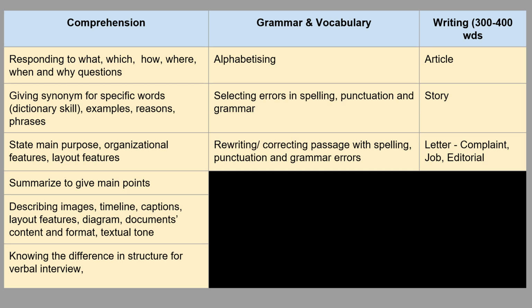Now, as you capitalize on the information here, try to know too the difference in structure when it comes to having a verbal interview, an article, a story, a letter of complaint, a job letter, or an editorial. Now, as you move into the grammar and vocabulary section, again, you might be asked to alphabetize, you might be asked to select errors in spelling, punctuation, and grammar, and then to rewrite or correct the passage without these errors. Now, as you write your 300 to 400 words, you can be asked to write an article, a story, or a letter.